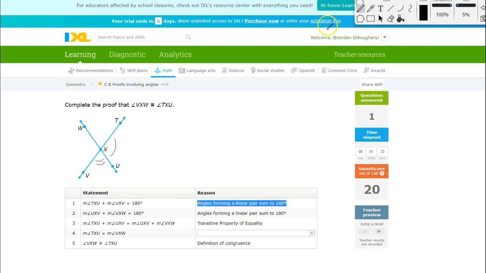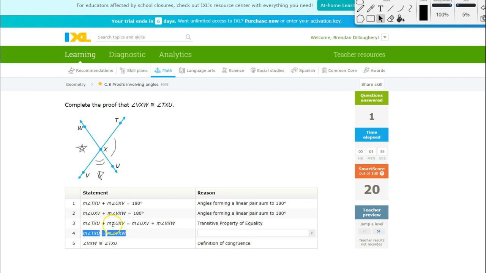And then separately what they did is they said, okay, in UXV, so that's this angle right here plus this angle right here, add to 180. Okay, so both of those were linear pair. Got it. Okay, I'm going to go back to just using my mouse here. And so then it says, well, then they're equal to each other. Again, transitive or substitution.